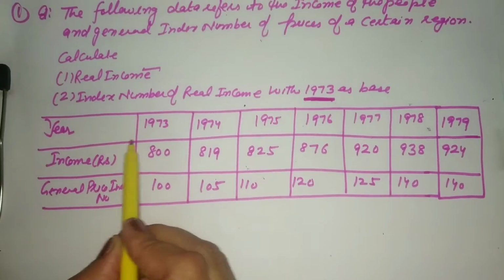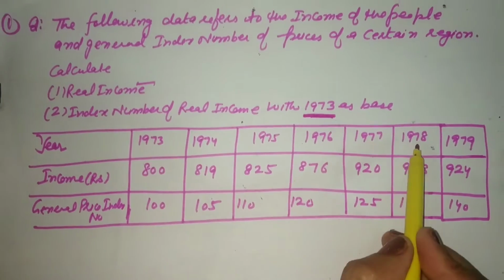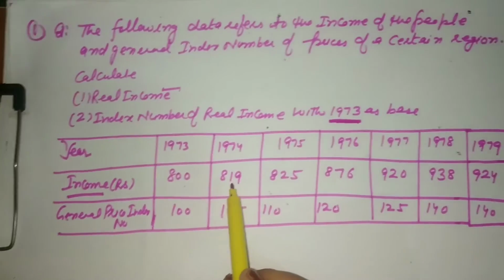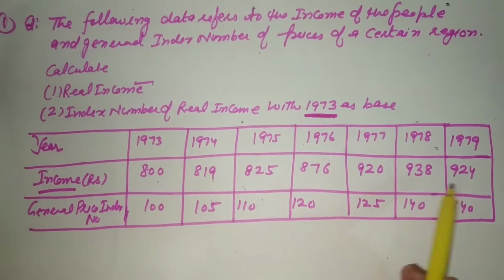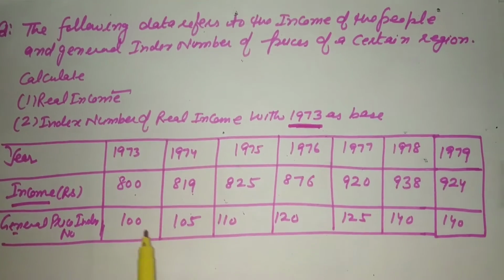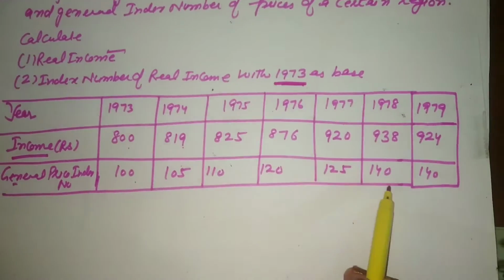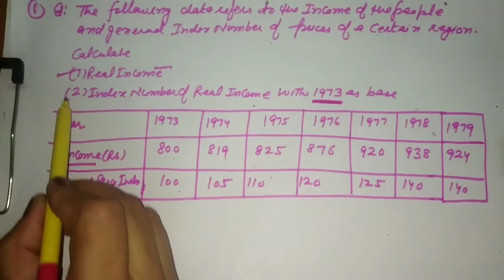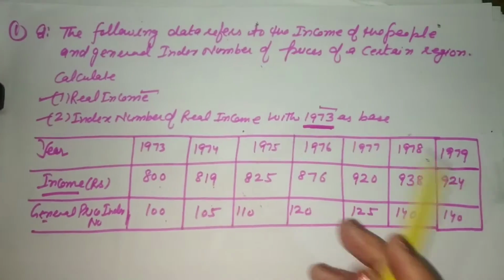So years are given: 1973, 1974, 1975, 1976, 77, 78, 79. And income is given in rupees: 800, 819, 825, 876, 920, 938, 924. And the general price index number of each year is also given, that is 100, 105, 110, 120, 125, 140, 140. So the first question is we have to calculate the real income, and the second part is we have to calculate the index number of real income with 1973 as the base year.